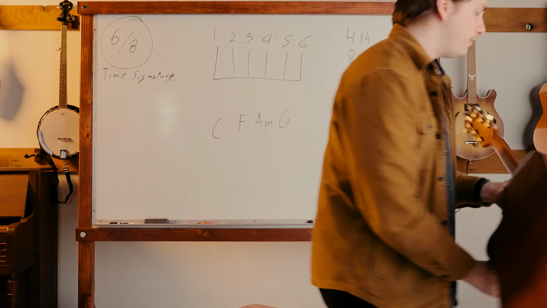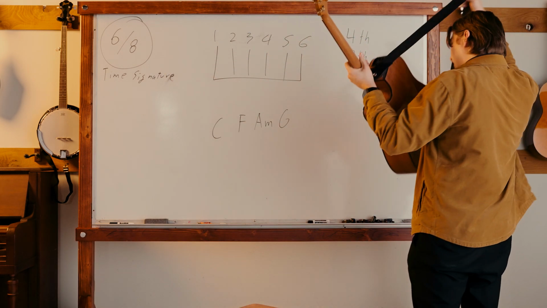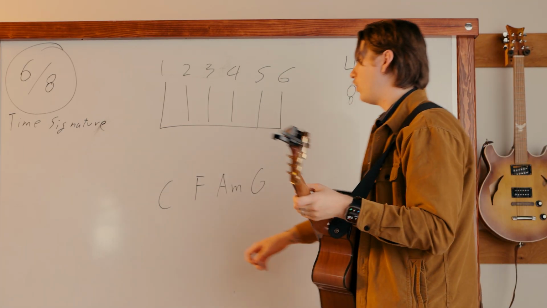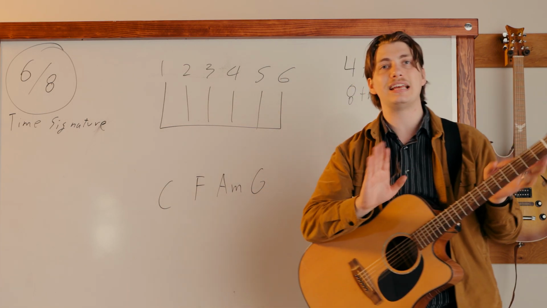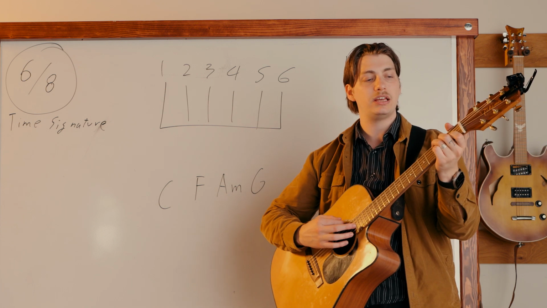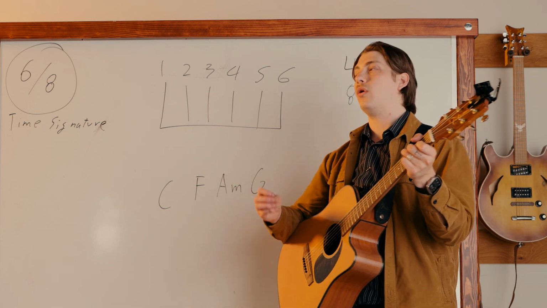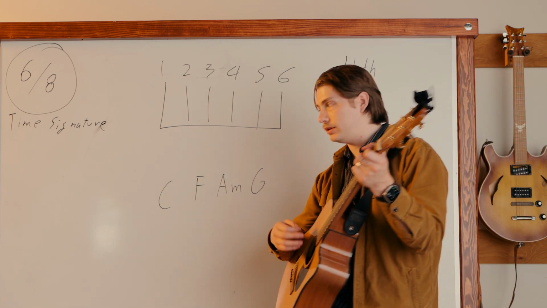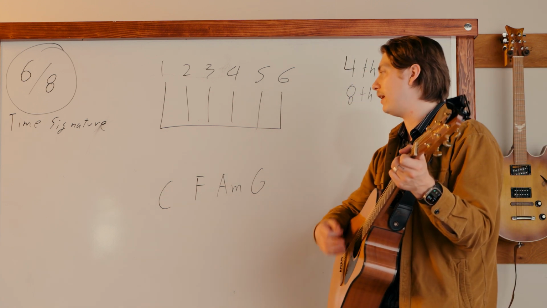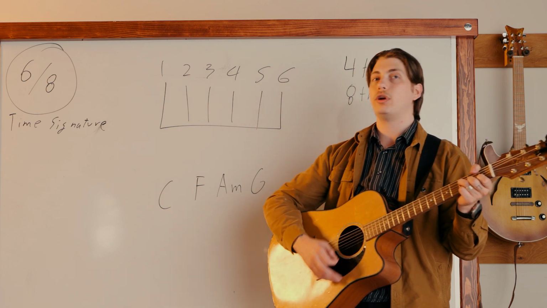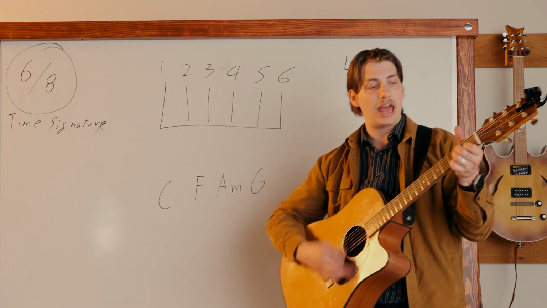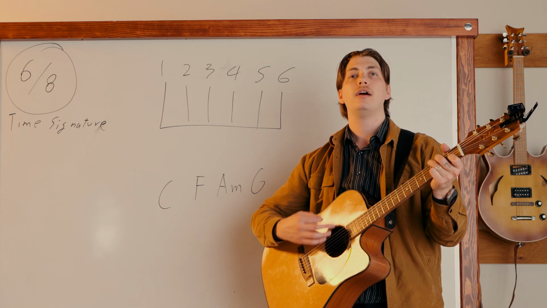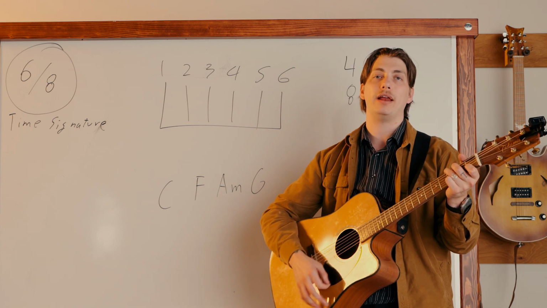Okay? So now, let's play this progression together. So sit up straight, hold your guitars the right way. Here we go. We're going to play this counting in 6/8. Okay? So play a C chord. 1, 2, 3, 4, 5, 6. 1, 2, 3, 4, 5, 6. F. 3, 4, 5, 6. A minor. 3, 4, 5, 6. G. 3, 4. We'll slow down a little bit.